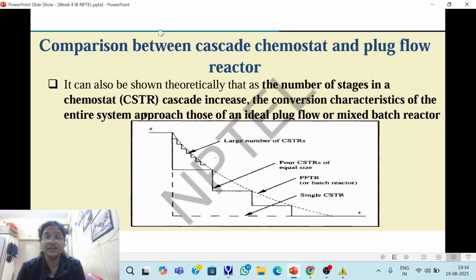So here you can see this is the slide from which this question was taken. Comparison between cascade chemostat and the plug flow reactor.